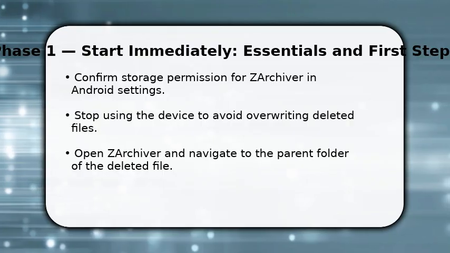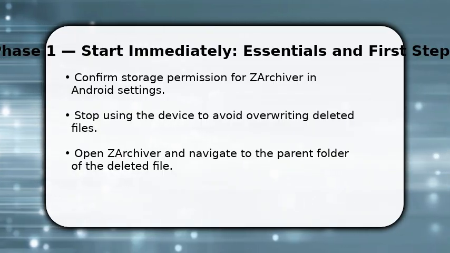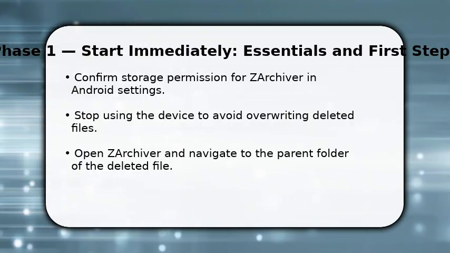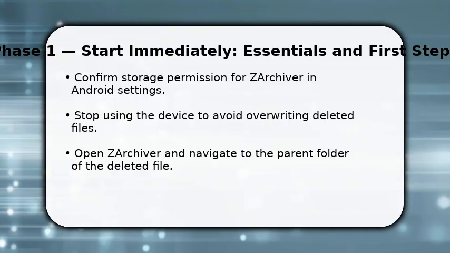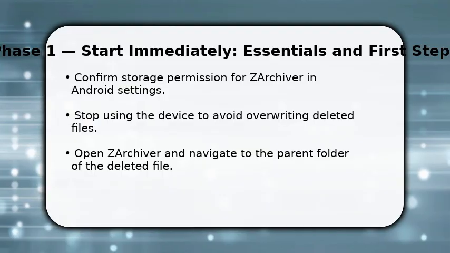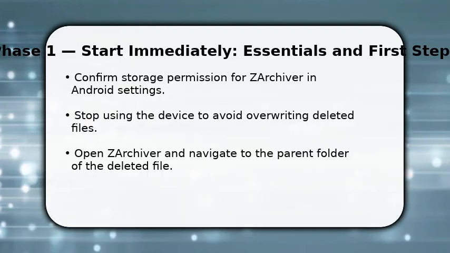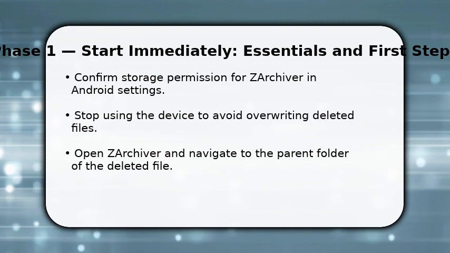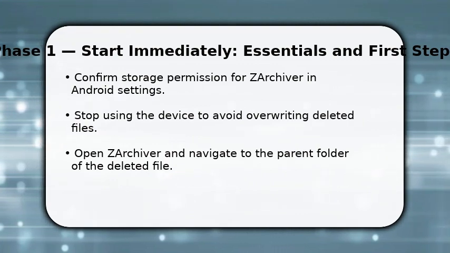Open Zarchiver and browse to the folder that once contained the file. This narrows the scan and speeds recovery. Once there, make sure to enable Show Hidden Files and any archive previews so you can spot remnants. Now you're ready to run targeted checks, rather than a blind full disk attempt.